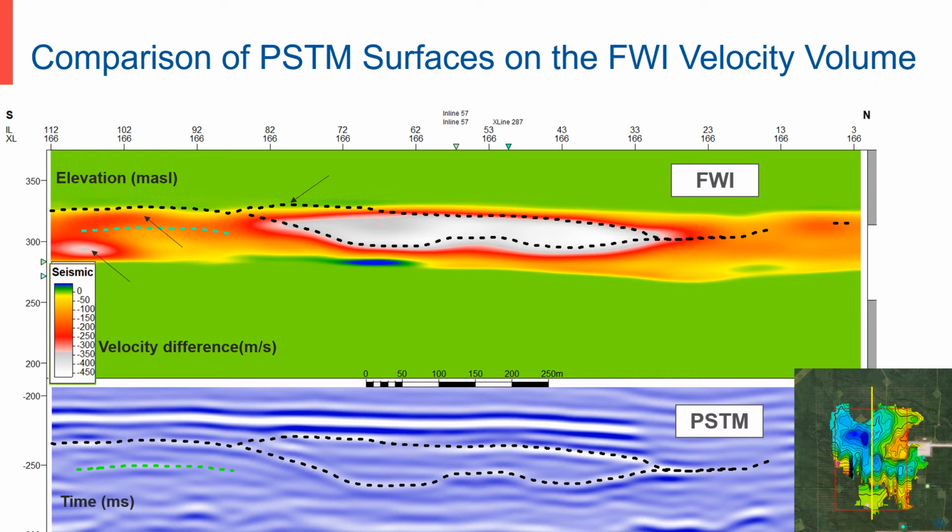We'll show examples of the control data we use to QC the velocity model results. Here we see in the lower panel a typical pre-stack time migration cross-section with interpreted top and base steam chamber surfaces picked. Then these time surfaces were converted to depth and overlain on the FWI velocity difference model result for comparison. In this case, there is a good agreement in depth and geometry, which provides confidence in the FWI results.